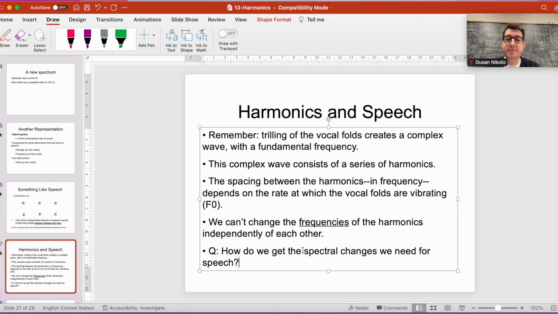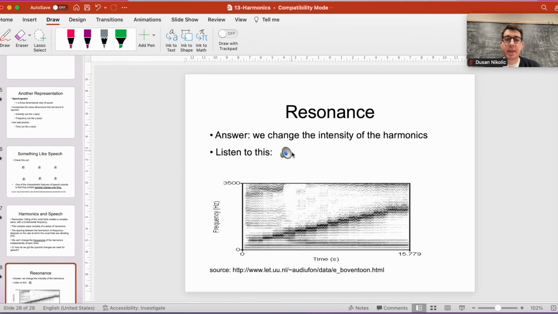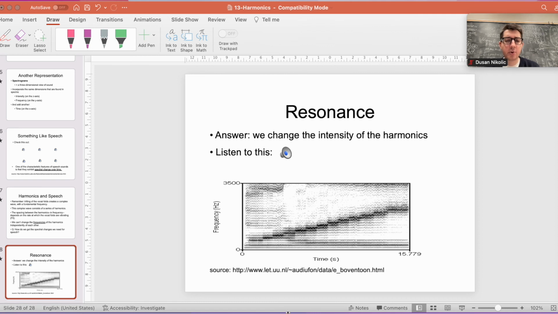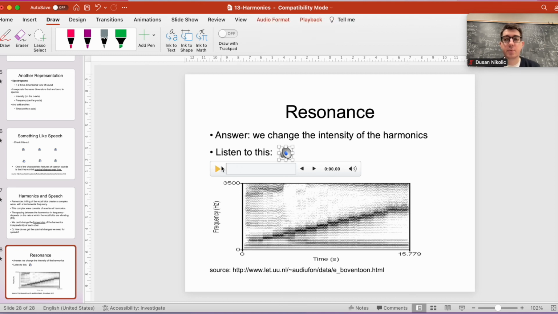But how do we get the spectral changes we need? Remember the two components of the spectrum: amplitude and frequency. We cannot change the frequency, but we can change the amplitude, and we do this by changing the intensity of the harmonics. So this person is doing what we call throat singing, or harmonic singing. This person is capturing different harmonics and increasing the intensity of each harmonic. That's what you achieve with resonance.